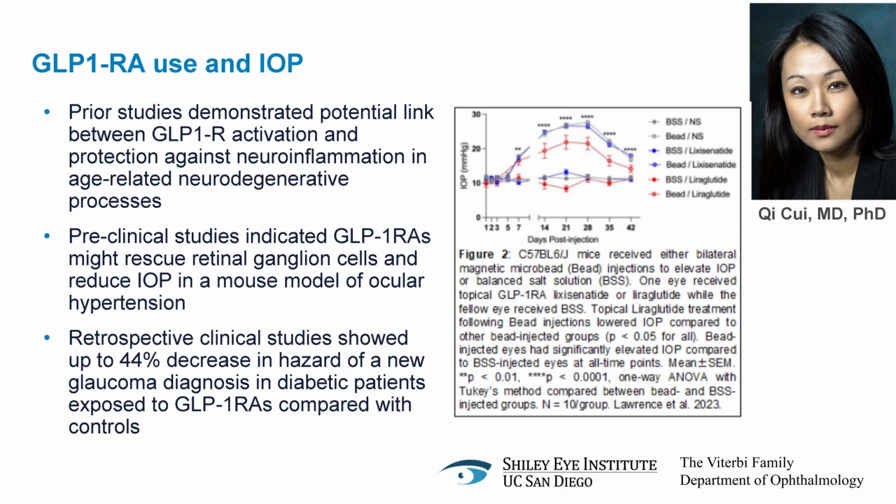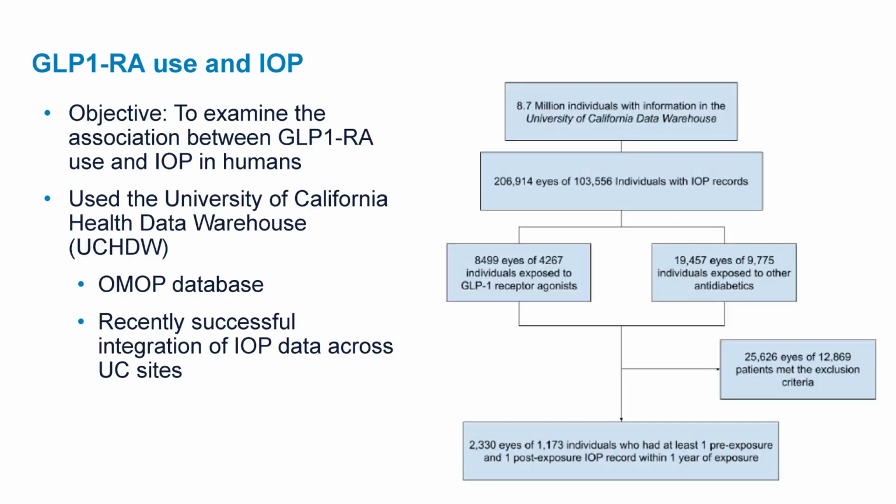It's a hard one to answer because the IRIS registry has IOP data, but not a lot of systemic medication data. A lot of the big claims databases don't have medication orders. They certainly don't have IOP. And All of Us had medication data, but not IOP. But we just happened to be doing a lot of this data standards work and had gotten IOP data into the UC Health Data Warehouse, the University of California Health Data Warehouse. You'd think it'd be easy. IOP is just a number, but we had to map it to the OMOP common data model and then get it in. But anyway, we had like 200,000 eyes with IOP records.